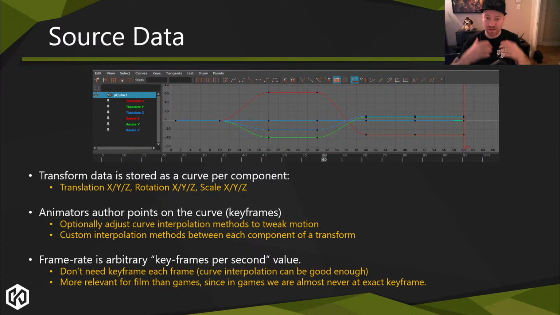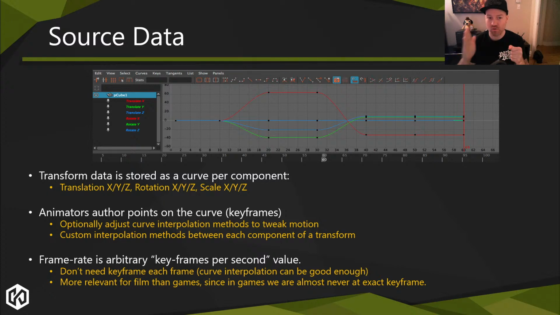Frame rate is something that's an arbitrary value, especially in games. Basically, it's like saying we want to have keyframes at these frames. That makes sense for, let's say, movie and film, where you're pretty much going to see those frames because you are rendering it out at that frame rate, and you're going to play it back at that frame rate. But in games, we almost never play back at that frame rate because we have variable time steps. So for us, we're pretty much always in between those curves. So for us, that's sort of kind of irrelevant.